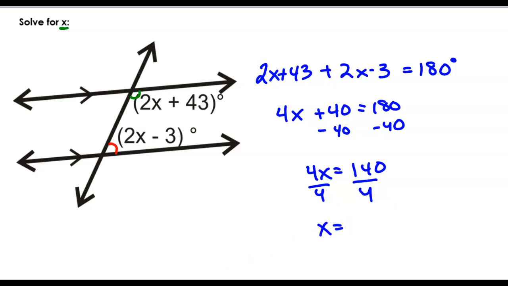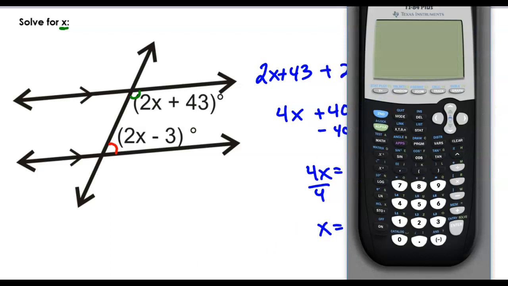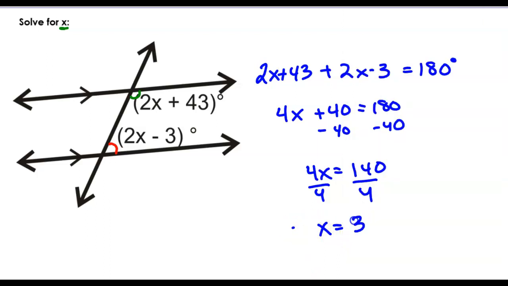So we can use the calculator if you're not sure. We would do 140 divided by 4. And that equals 35. So x would equal 35. Now we don't put a degree symbol on that because x is not an angle measurement. X is just the value of x that would make that angle measurement. So do not put the degree symbol on that.